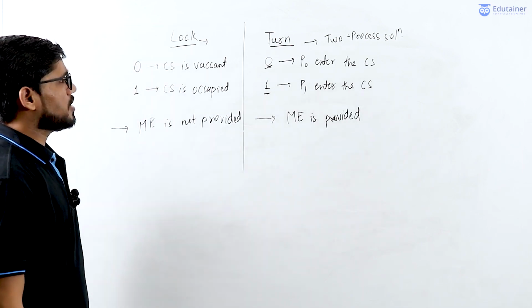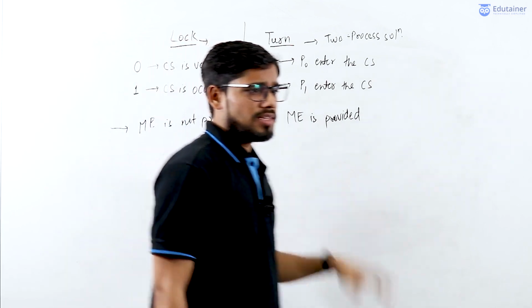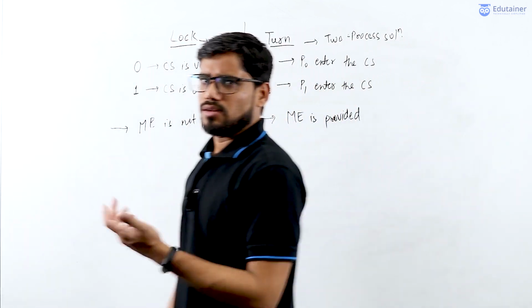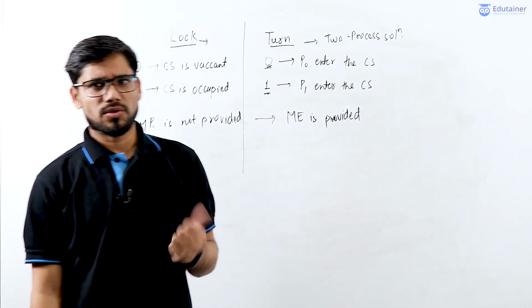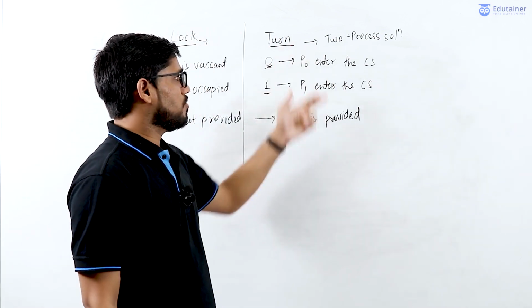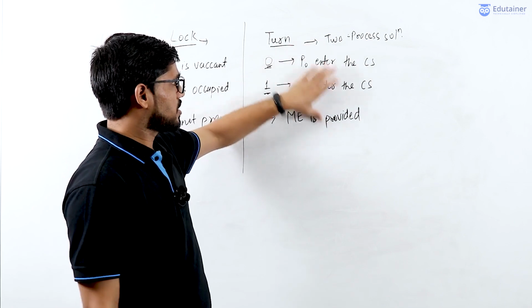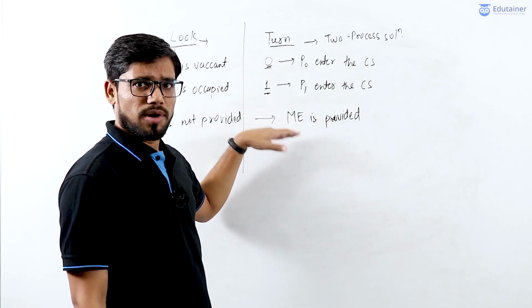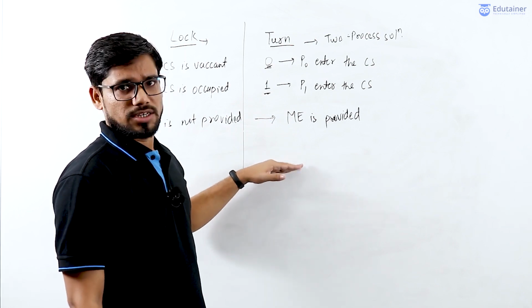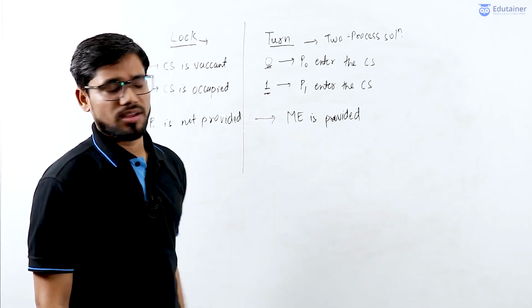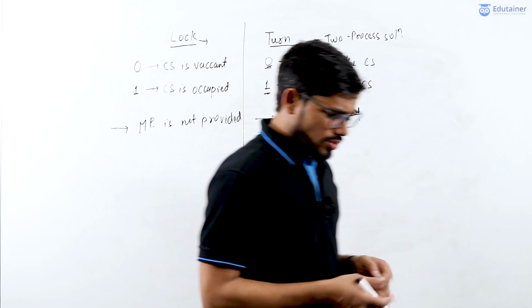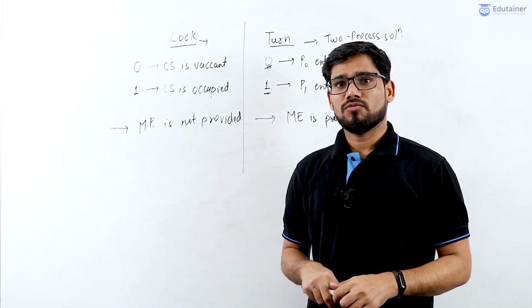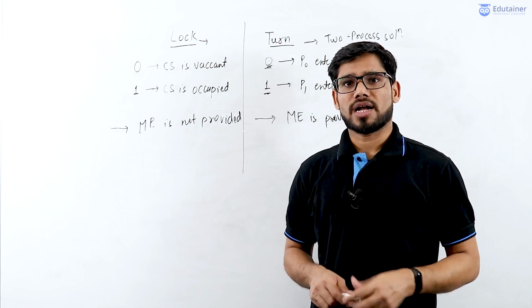In the lock variable itself, after failing the mutual exclusion, we will not talk about the other requirements of the synchronization mechanism. But here we will discuss. We were discussing that the turn variable provides mutual exclusion, bounded waiting, and architectural neutrality, but it does not provide the progress. Okay, so this is the difference between lock variable and turn variable. In the next video, we will see the next synchronization mechanism solution.